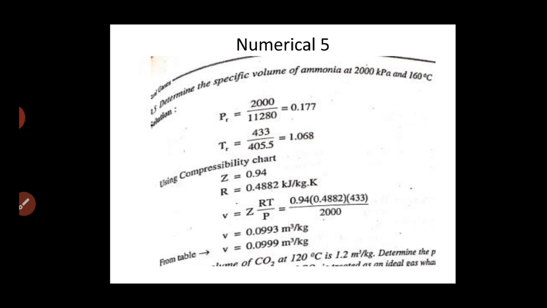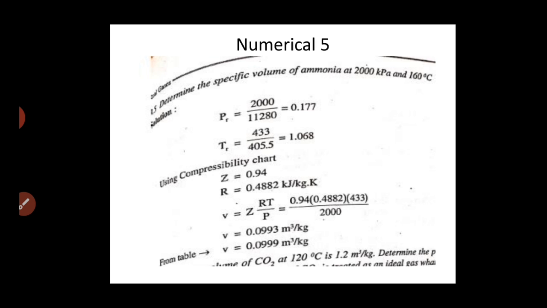After finding PR and TR, we took the compressibility chart. First we took the PR line, the straight line on the x-axis. Then we saw where it intersects the TR line at TR is equal to 1. So that is 0.94 on the y-axis, that is Z. Considering this Z, we then calculated the R value for ammonia.